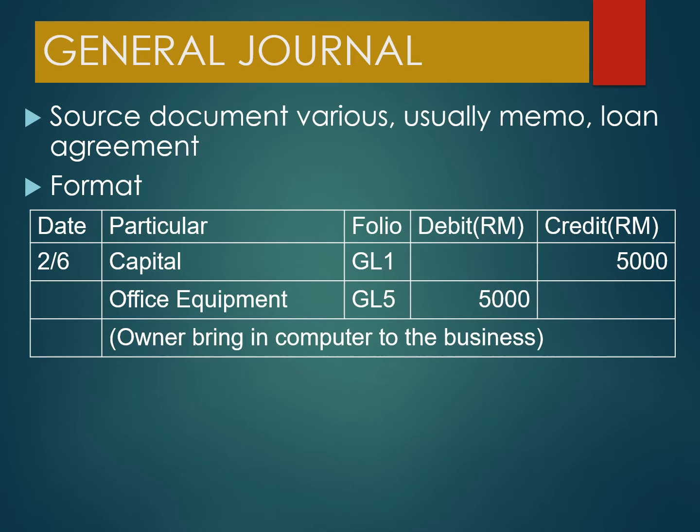And in the memo just now, the date is the 2nd of June, and the capital, because the owner contributes, we translate into a capital transaction: owner contributes, and the contribution is the office equipment. The capital should be on the credit side and office equipment on the debit side.